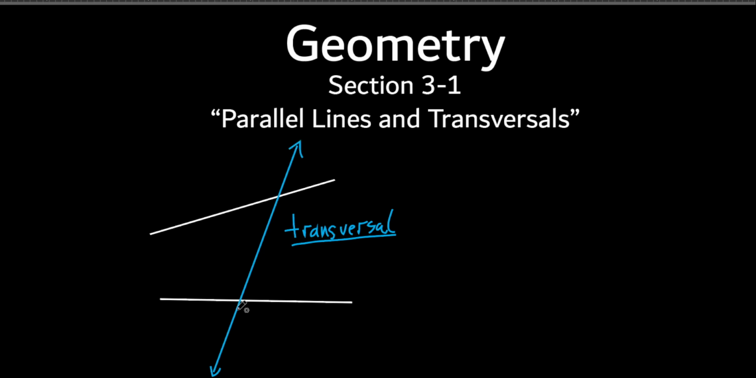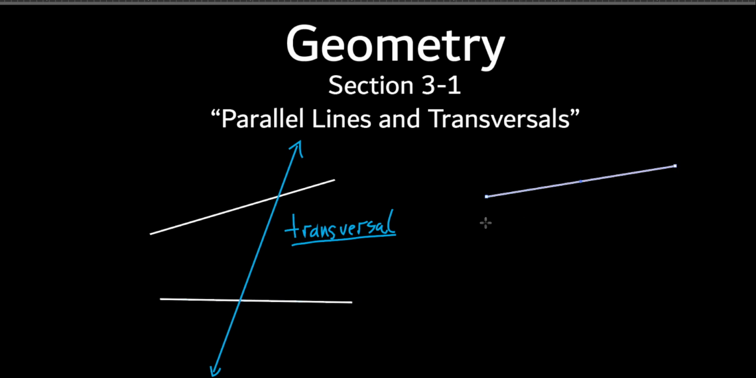So the transversal is the blue one. It's the one that crosses the two lines. We haven't mentioned that these are parallel or anything. This can still be a transversal even if the two lines are not parallel to each other. You don't have to have just two; you could have multiple lines.